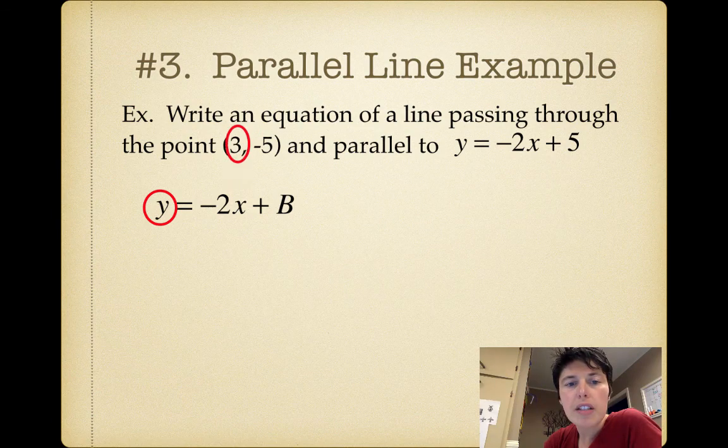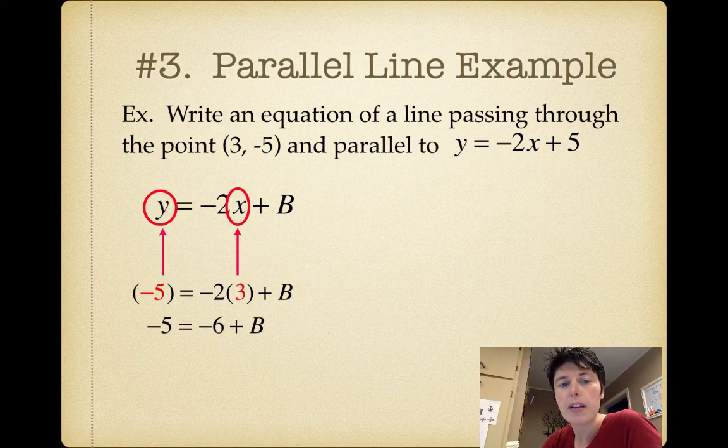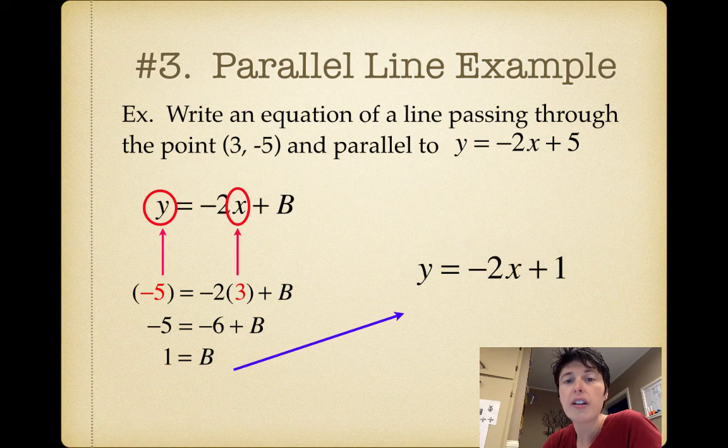So here's what we're going to do. We're going to take x and y and replace them with the point (3, -5). Negative 5 is the y value, 3 is the x value. We're going to substitute those values in and solve for b. So negative 5 equals negative 6 plus b. We'll add the 6 over, and b equals 1. Once we figure out what b equals, we can write our equation. Our equation of our parallel line is y equals negative 2x plus 1.